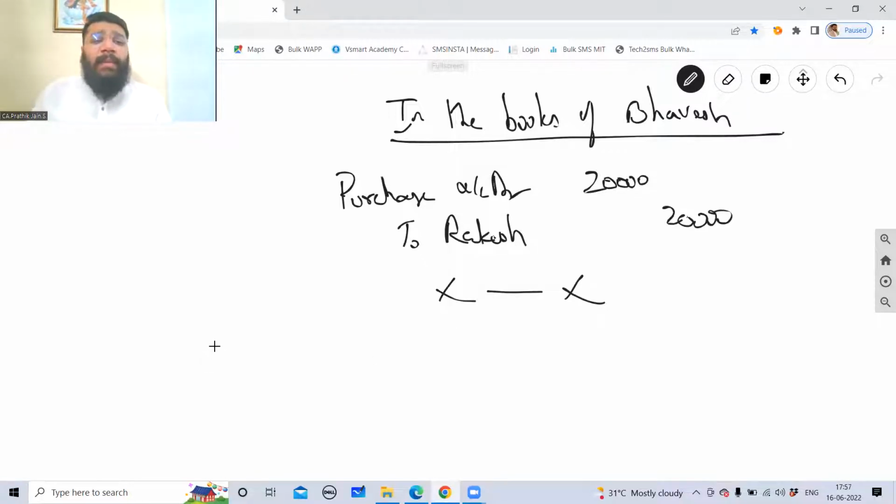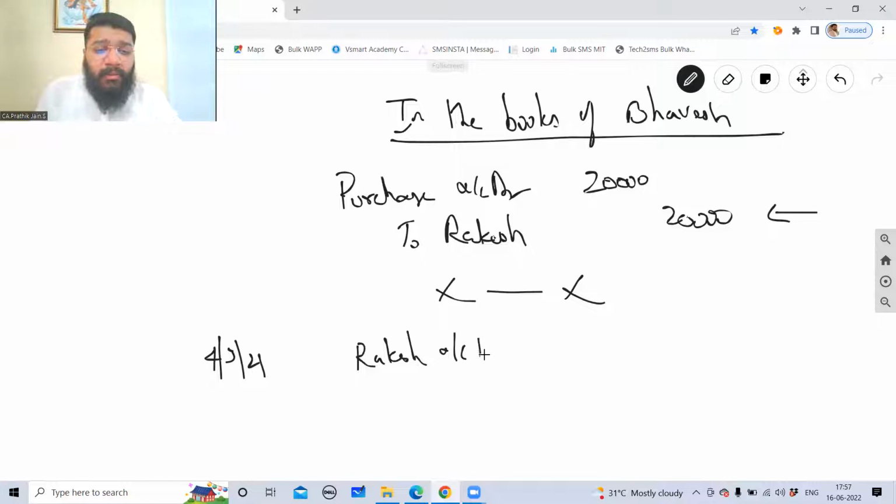Okay, the next entry is happening on 4th September 2021, correct? What is the entry? I need to reverse Rakesh because a bill of exchange has been executed. So I need to reverse a creditor by giving a debit. So Rakesh account debit to what? To bills payable. Wonderful. Very good. 20,000, 20,000.